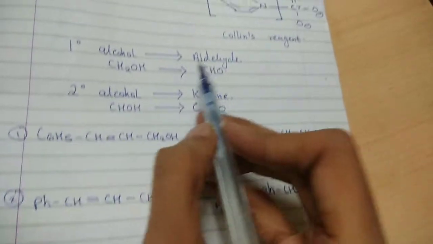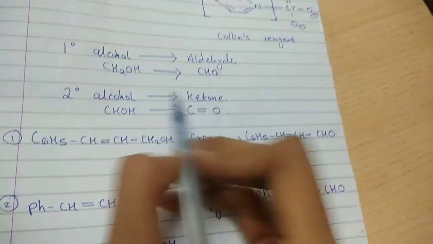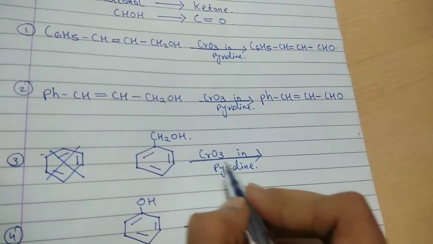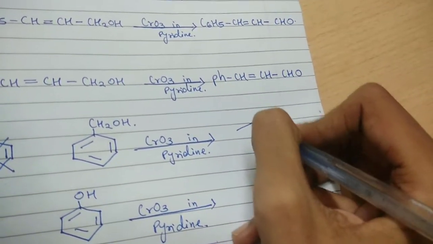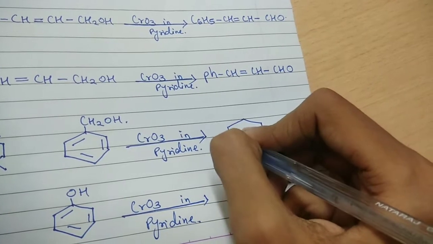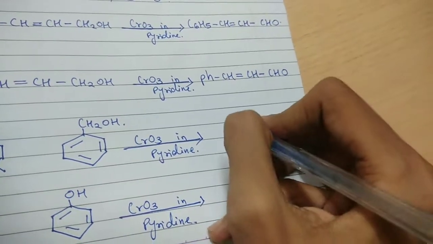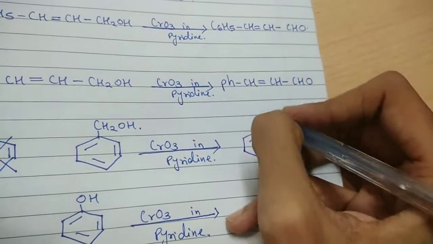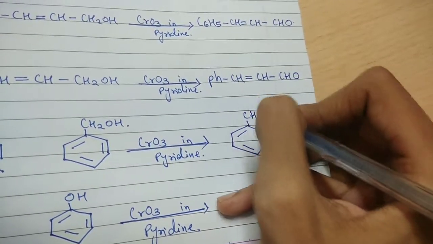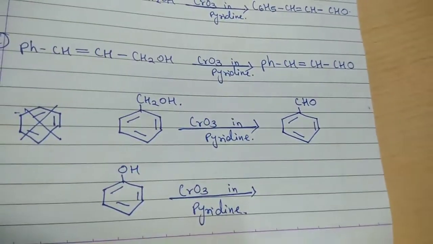Let us come to the third example. We have CH2OH attached over here, and that means we will get an aldehyde as our final product. So I'll make the benzene ring, I'll put the bonds as it was, and I'll just put CHO in place of CH2OH. Other things will remain as they were.